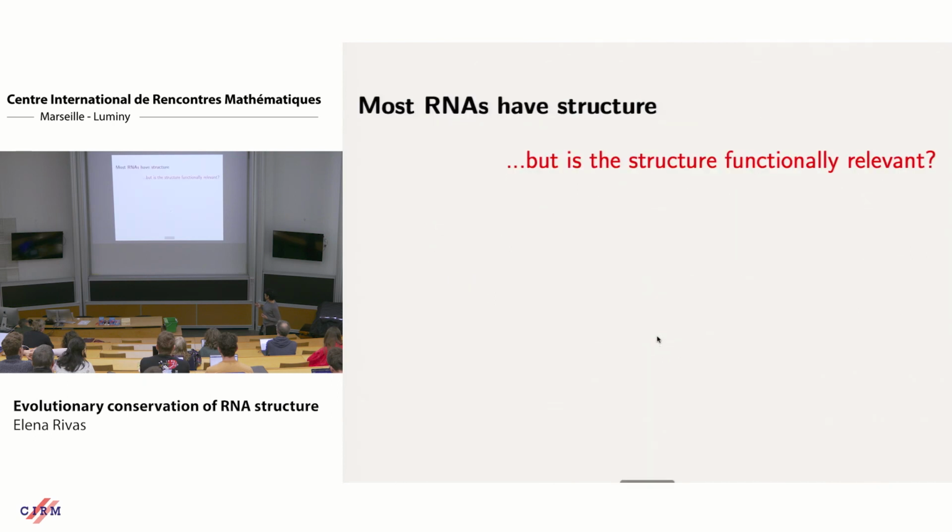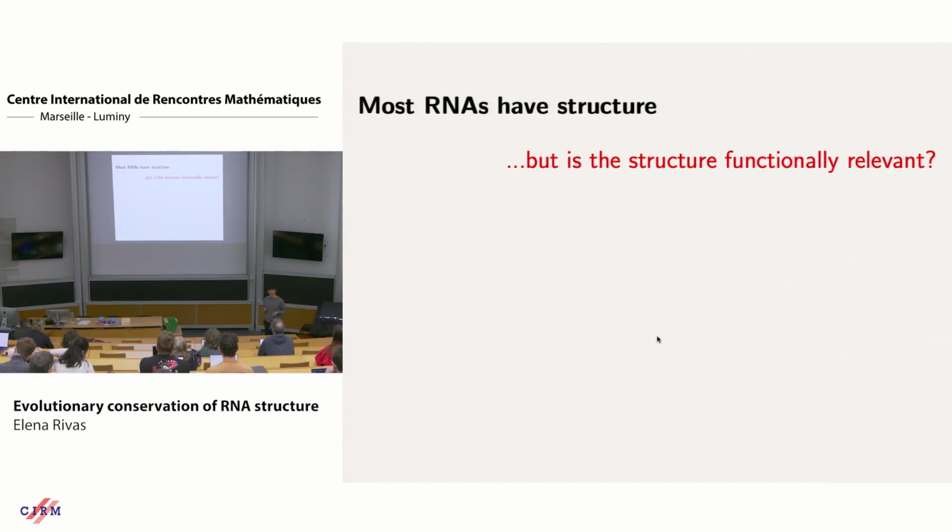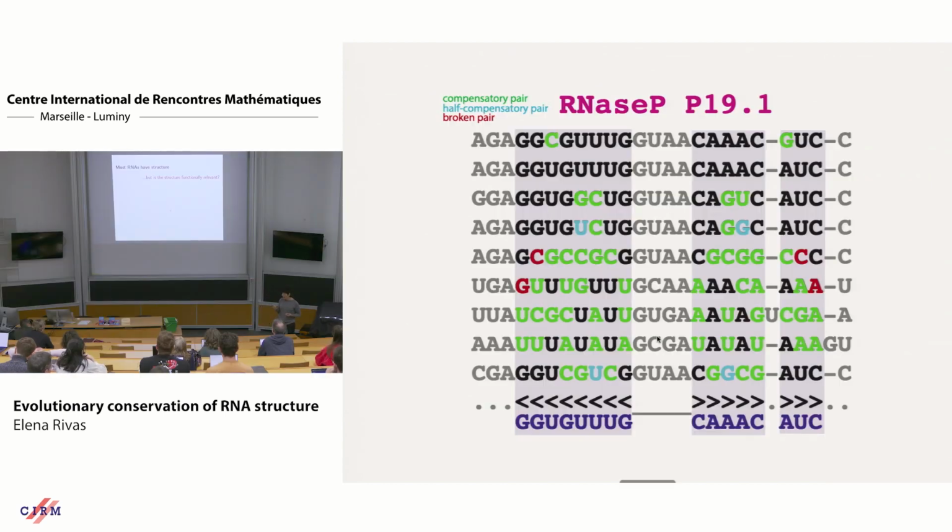All right? So the question is, most RNAs have structures, because you can find it in any possible way, and maybe if you crystallize them, they would produce that structure. But is the structure functionally relevant? That's what I'm trying to ask. So I'm going to try to convince you that covariation analysis, evolutionary information in structural alignments, is the way of going about this signal.